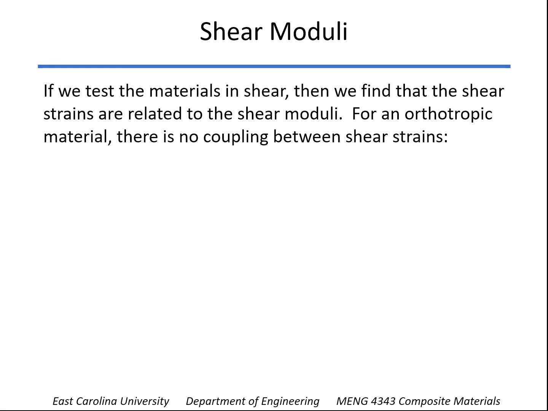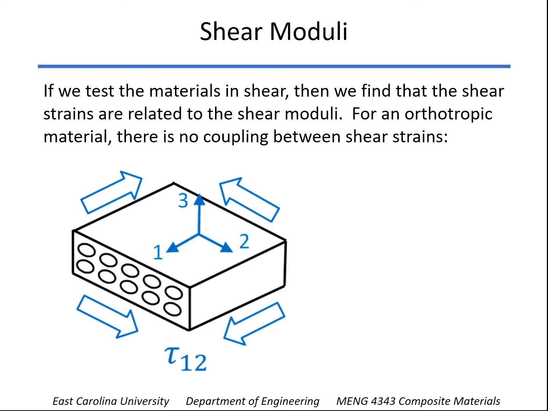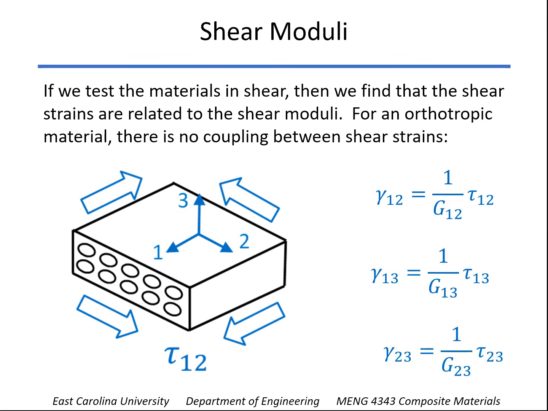Now for testing material in shear, we'll find, of course, that shear strains are related to shear stress by the shear moduli, and there's no coupling between shear strains. So in other words, if we put on this shear stress tau 1,2, it will cause a shear strain gamma 1,2, and the constant of proportionality there is the shear modulus G12. And we have the same thing for shears in the other 2 planes.